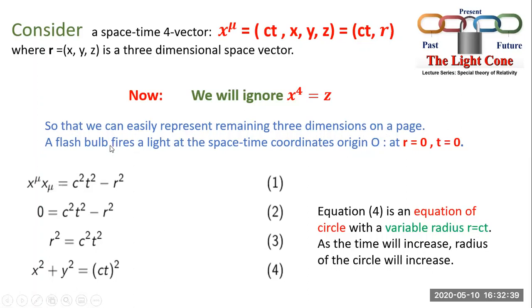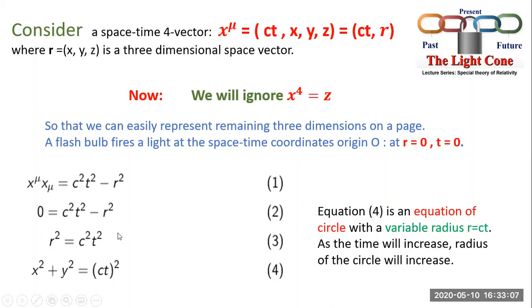Assume that a flash bulb fires a light at the space-time coordinates origin at r equals 0 and t equals 0. The scalar product of 4 vectors gives us equation number 1. Since the flash bulb fires the light from origin, putting the scalar product of 4 vectors equal to 0 will give us equation number 2.